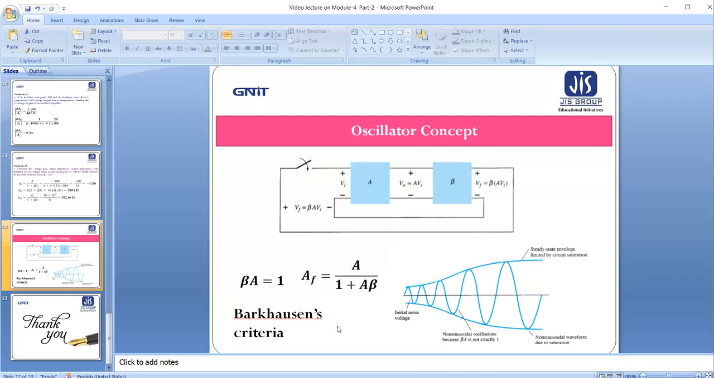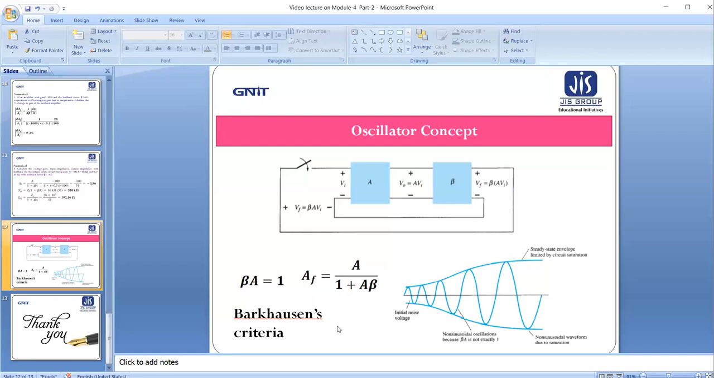Therefore, any noise signal, which is always present in our electronic circuit, will somehow produce a measurable output voltage, which will act as a feedback voltage because Vi equals Vf. So that measurable voltage continuously triggers the circuit, and it will produce a sustained oscillation. So this is the oscillator concept.